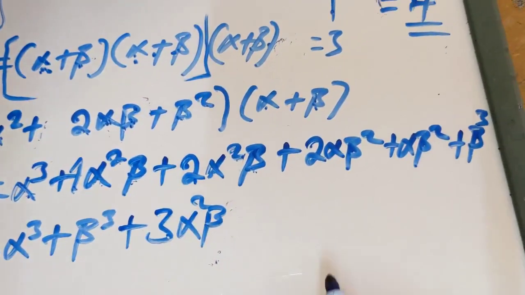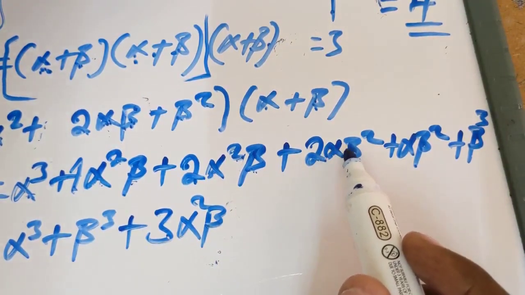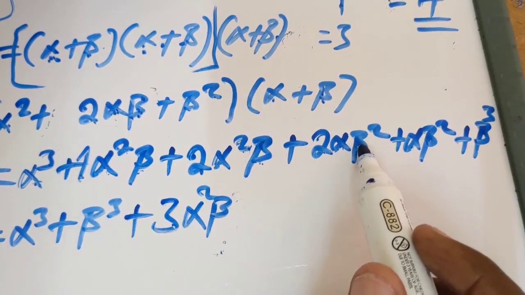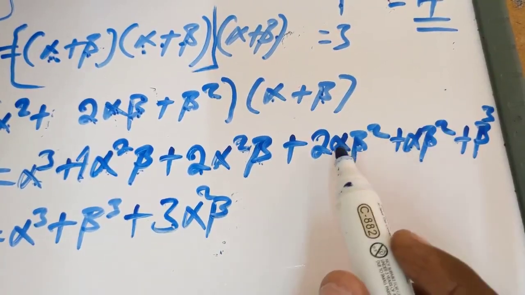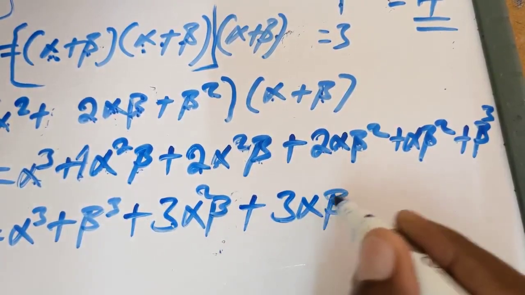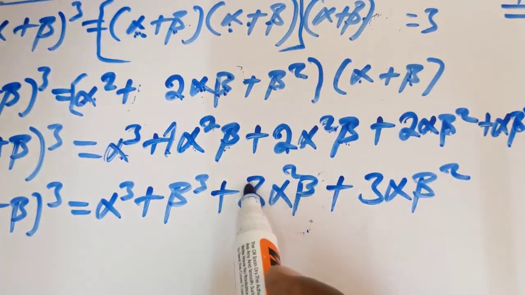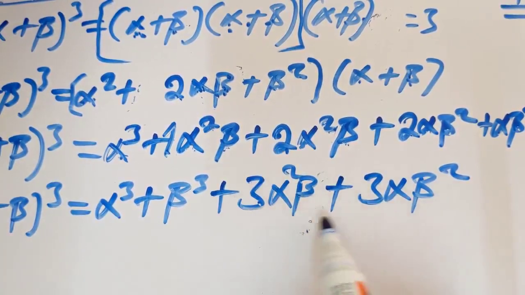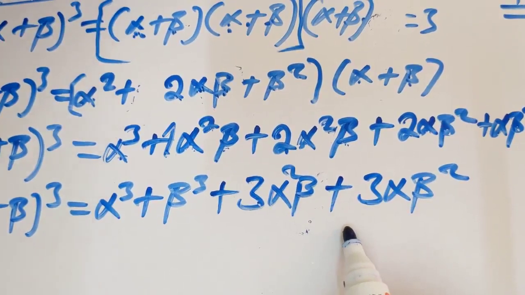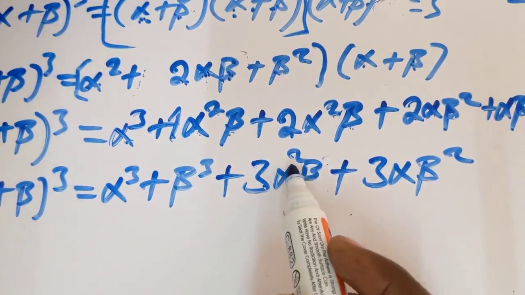Okay, same applies here. We have 2 alpha, and alpha is not squared. Even here, alpha is not squared. Beta is squared, beta is squared, meaning that it is also 3 alpha beta squared. Okay, you need to know that these are not like terms. They just have something in common.